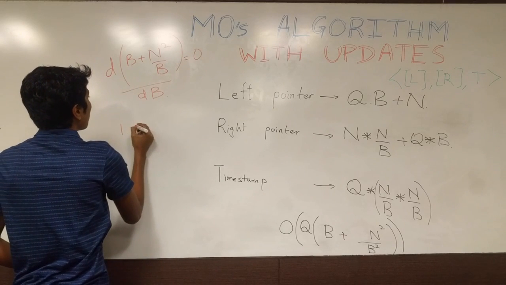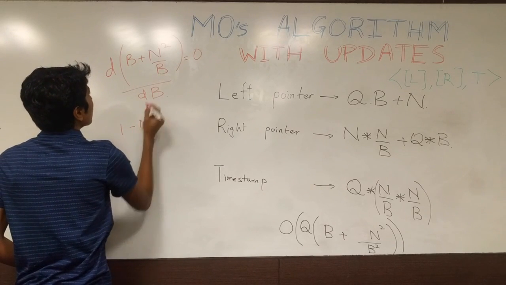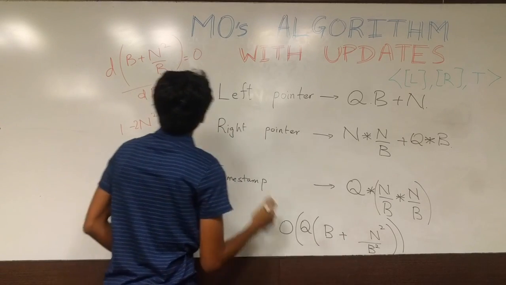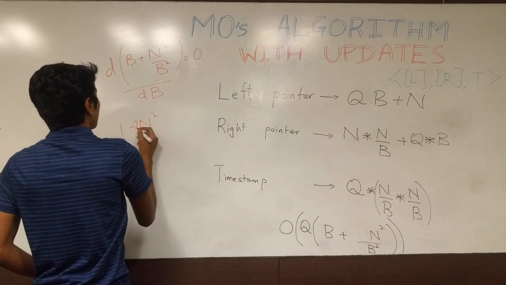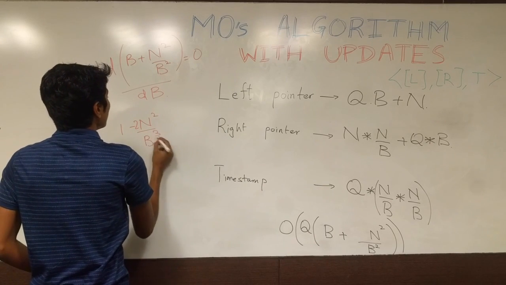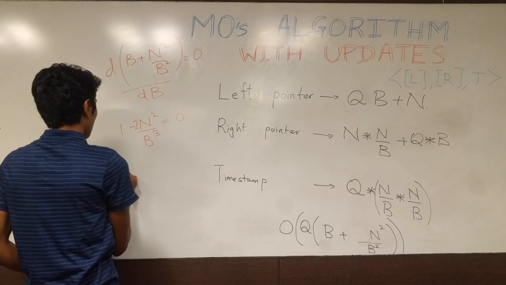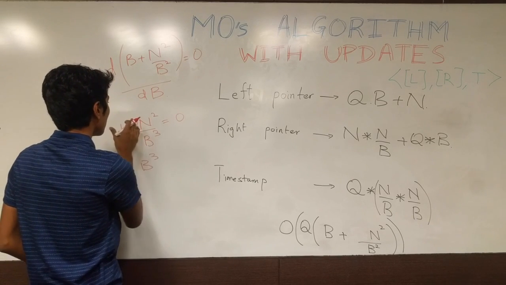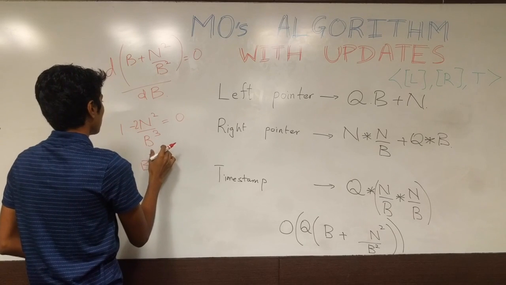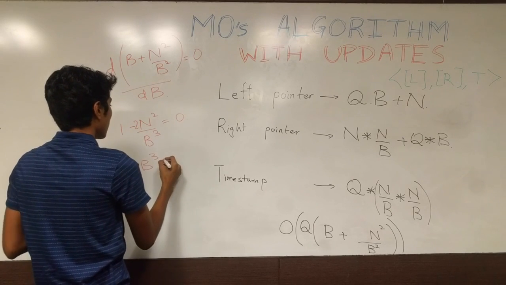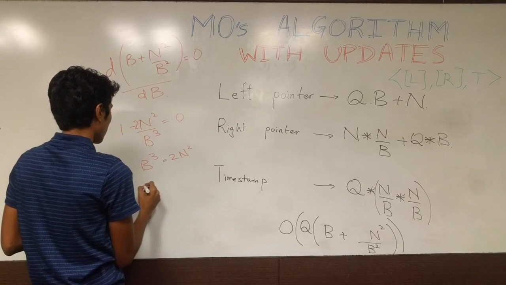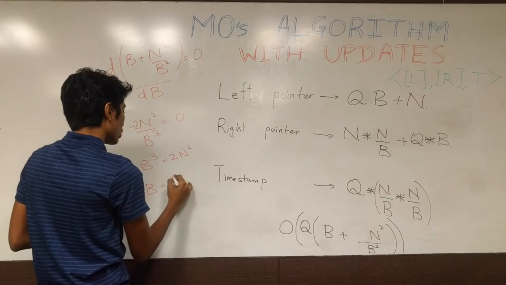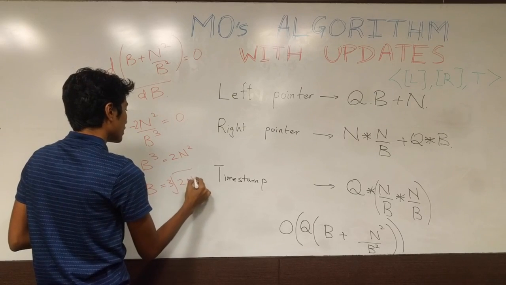Differentiating, we get 1 minus N square is 2 over here. I'm sorry, there's a square here. Okay, so yeah, 1 minus 2N square by B cube is equal to 0. What we then get is B cube equal to 2N square, which in turn gives us that B is cube root of 2N square.